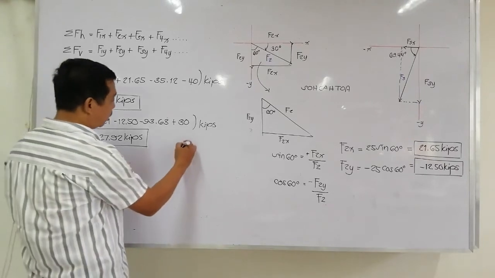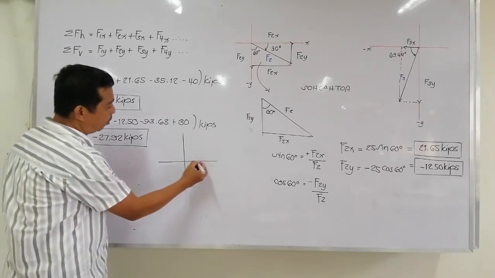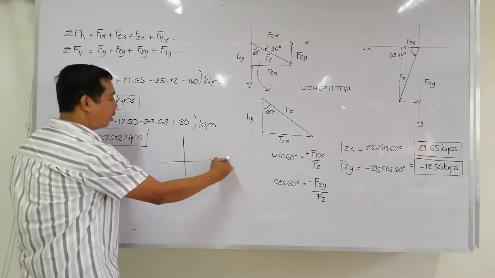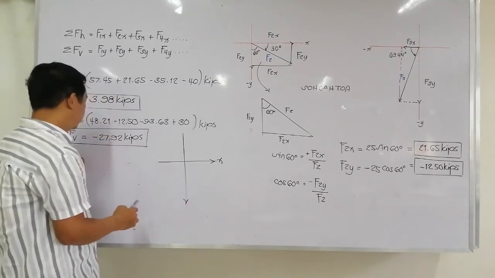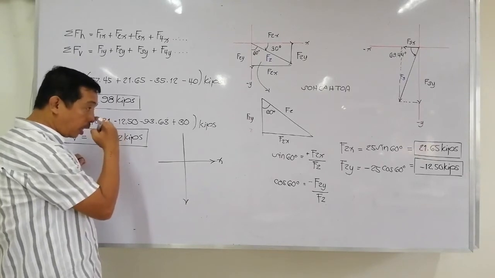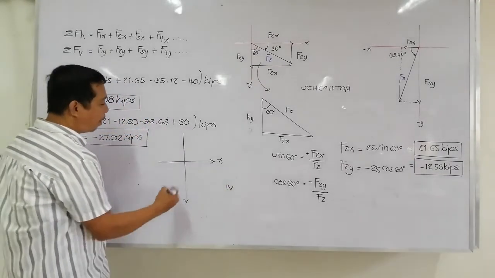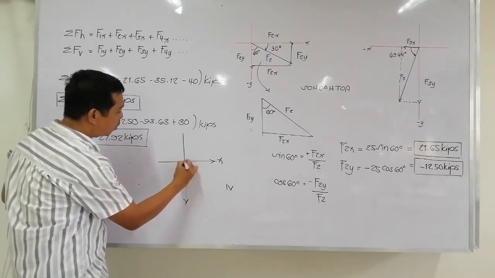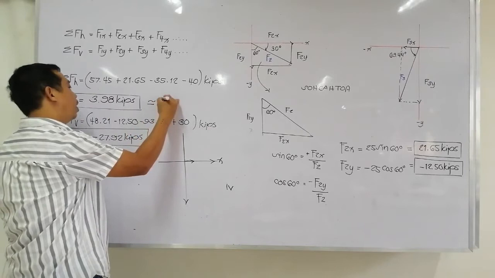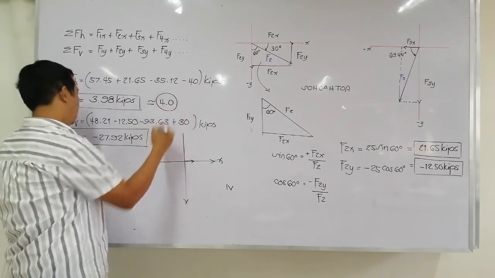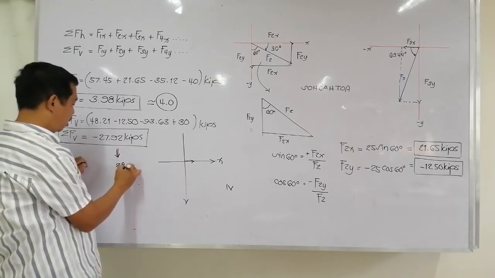So mapapansin natin engineers na when plotted, ang horizontal natin ay positive value, nasa positive x. Ang ating vertical component ay nasa negative value, nasa y. So lumalabas na siya ay nasa 4th quadrant. So mapapansin natin na halos 4 lang yung kanyang horizontal, at ito naman parang 28.